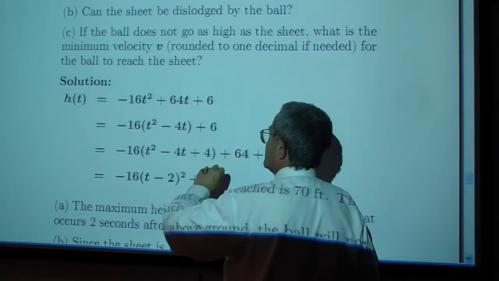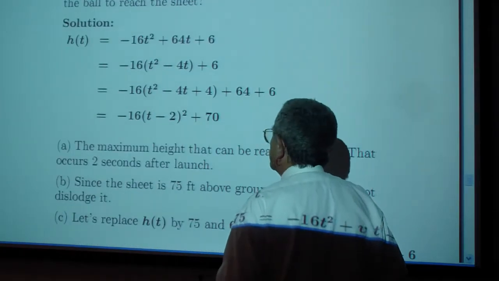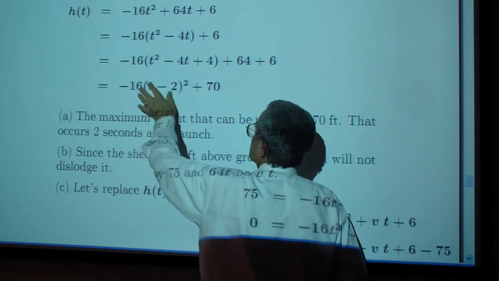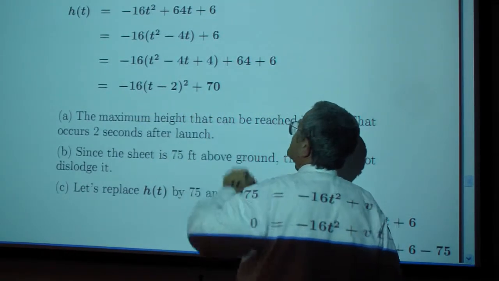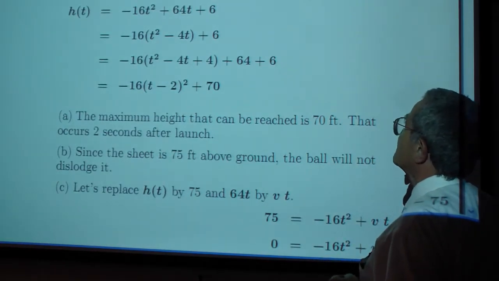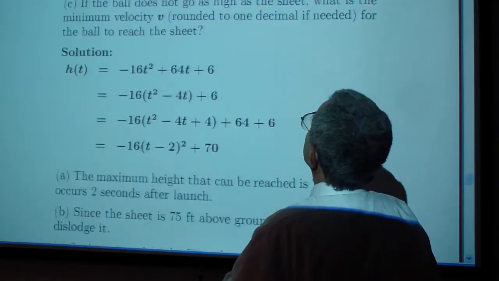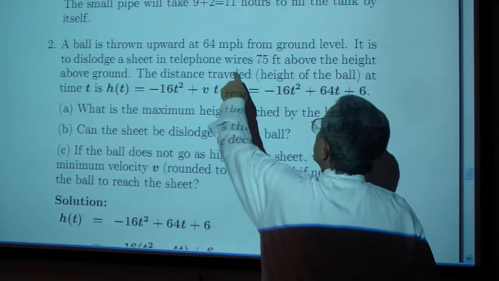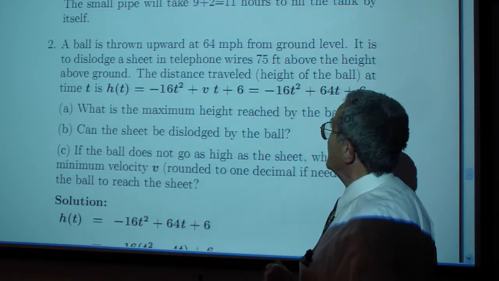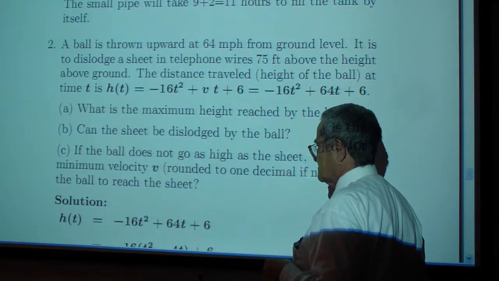So making the assumption that we work with this, we complete the square again, we get the following. And the maximum height is obtained when this drops out, so I subtract as little as possible. I subtract 0, that gives me 70. But 70 what? 70 feet? Okay, so the velocity is in feet per second. So that 64 should be feet per second, not miles per hour. So everything is in feet and in seconds.